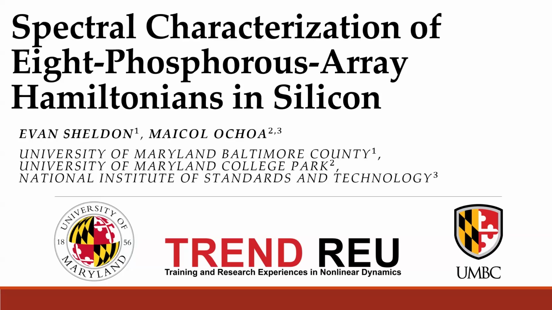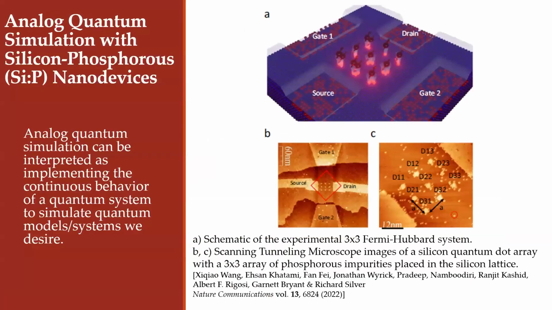We're going to be discussing the spectral characterization of 8-phosphorus array Hamiltonians in silicon. But overall, this is going to be discussing analog quantum simulations in silicon phosphorus nanodevices. So what did I just say right here? Analog quantum simulations, very succinctly put, is the implementation of the continuous properties of quantum systems to simulate any sort of behavior or model that we desire.